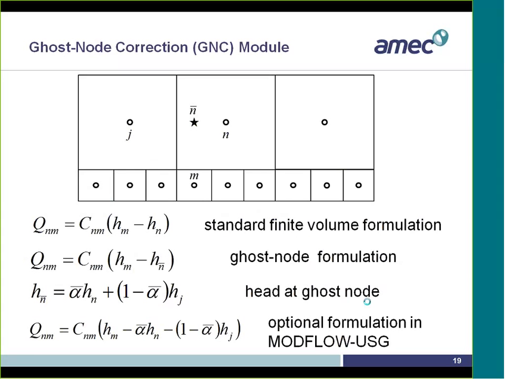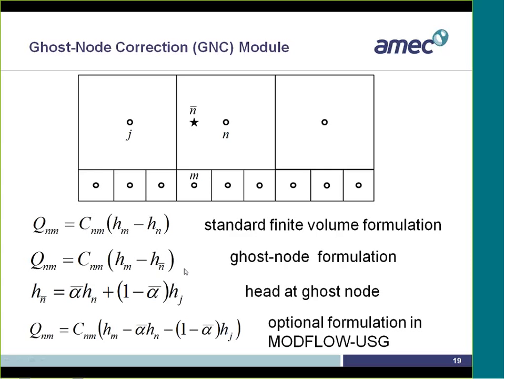So what is this ghost node correction module? Essentially, flux between nodes N and M is computed by the head difference between head at M and head at N. That's the standard finite volume formulation. What the ghost node says is you should not use the head at N, but you should use the head at the ghost node location, which is on the perpendicular bisector to the face, and at that location you can get the head by interpolation between head at N and J.